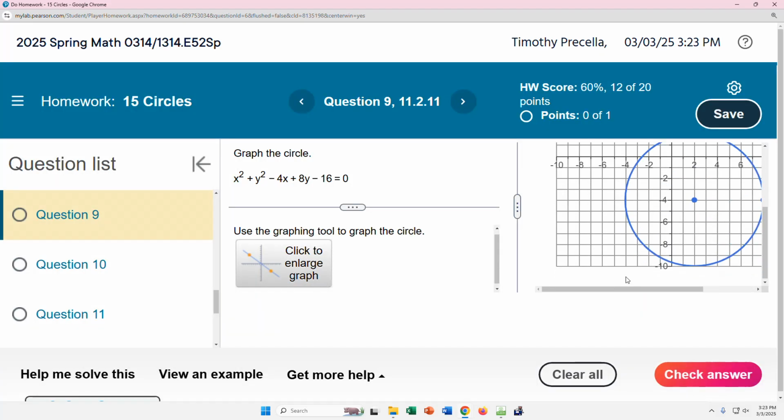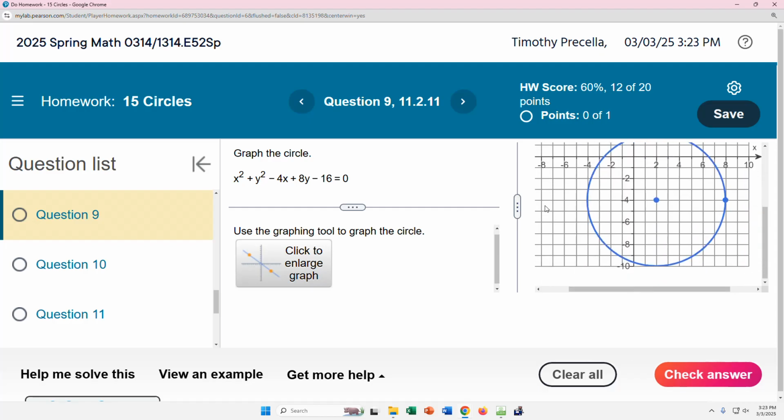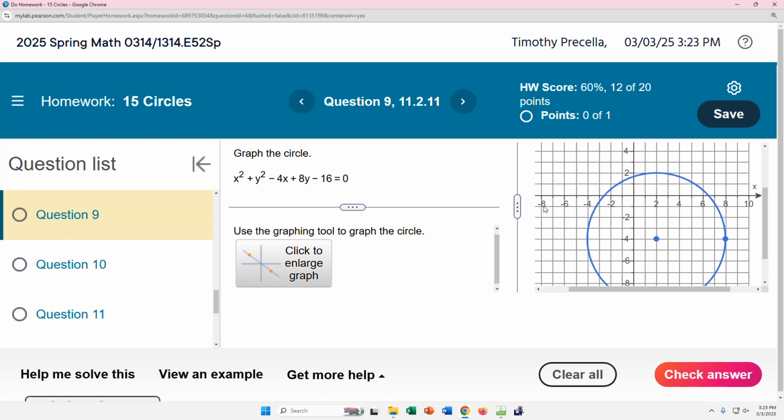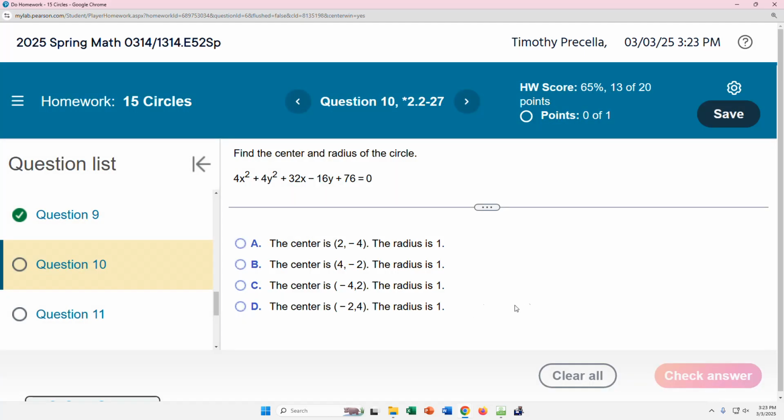There's the graph. And notice, if he counts 6 units in any direction, he gets to the edge of the circle. Check answer. Any questions? Number 10. It's a multiple choice. Like that. The center and radius of this, find the center and radius. Here they're not asking us to draw a graph. That's nice. 4x squared, but there's something I really dislike here.